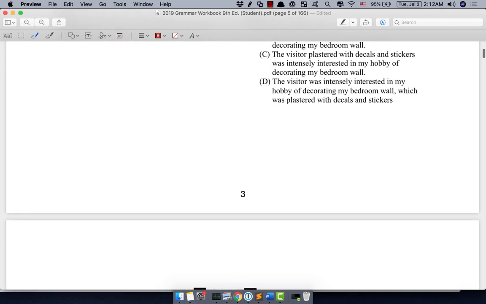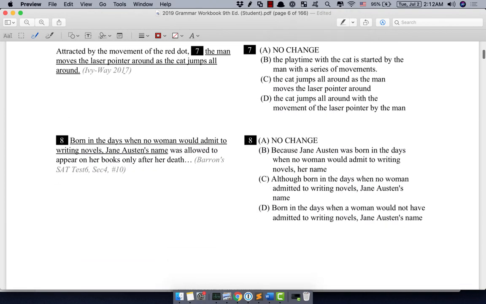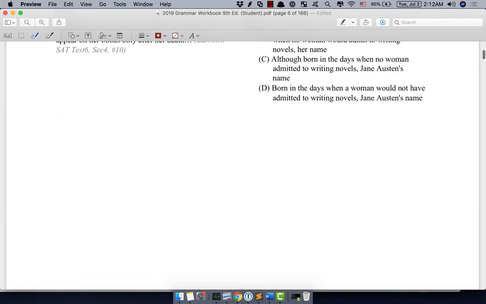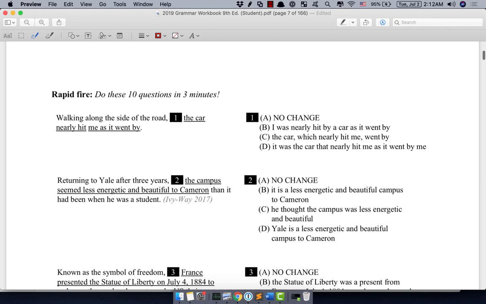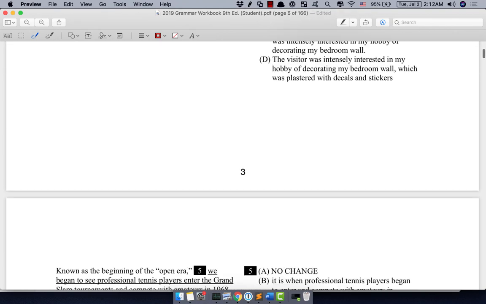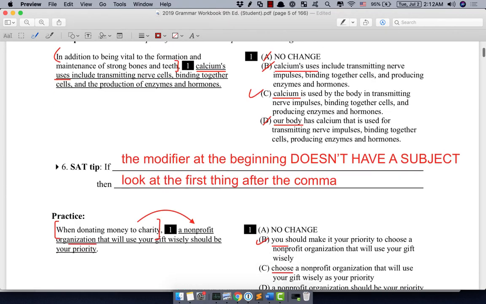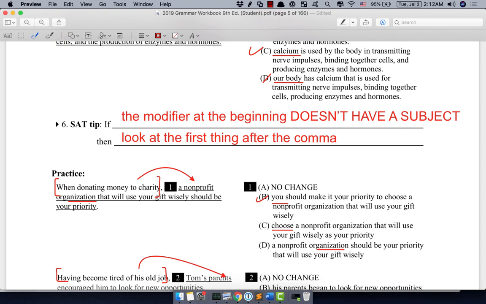Okay, the next part. So hopefully you talked about numbers 4 to 8 with your neighbor. If not, then you should. Okay, so we'll move on. Hopefully you understand what this SAT strategy is. If there's a modifier at the beginning and it doesn't have a subject, then look at the first thing you add after the comma. So like these questions, you should be able to do them really quickly.